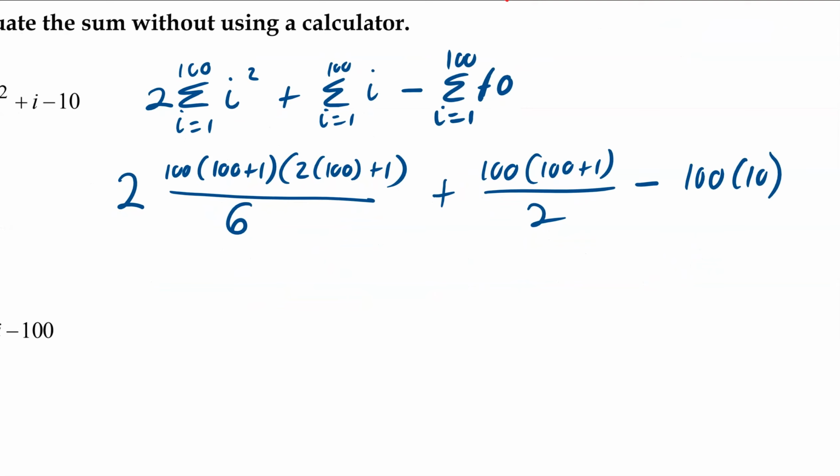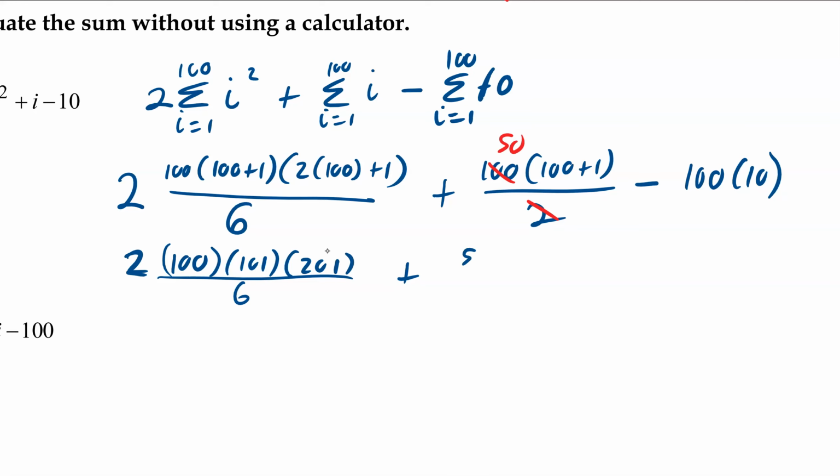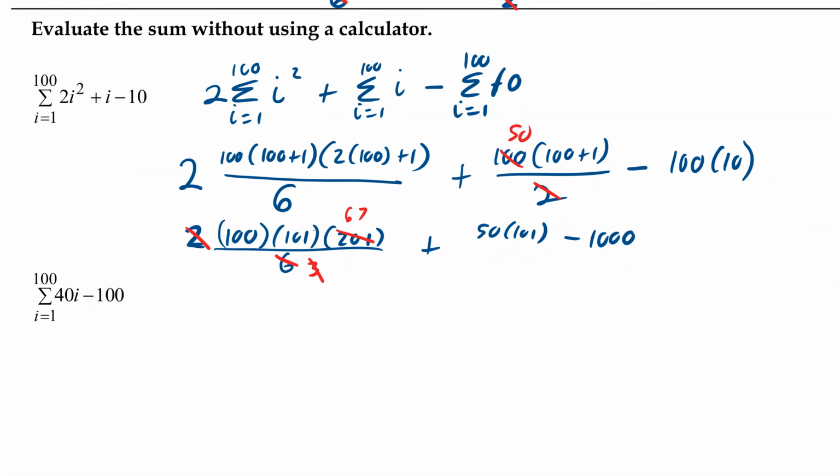Okay, so now we simplify. This is 100, 101, 201, all over 6, plus, and I'm just going to cancel this now, it's 50. So it's 50 times 101 minus 1,000. And then again, that 2 would be 3. And then that 3 goes into 201, 67 times. All right. And then there we go.